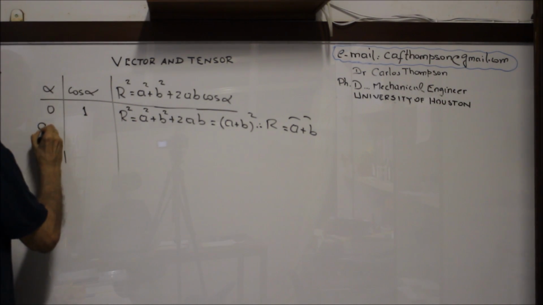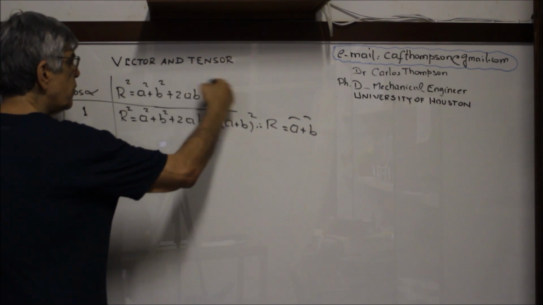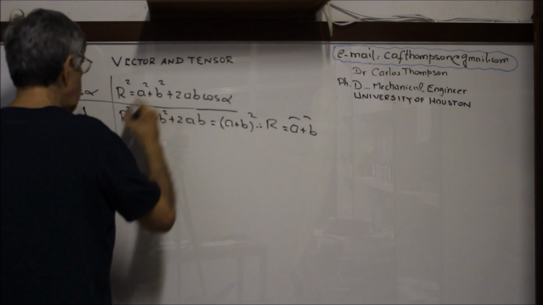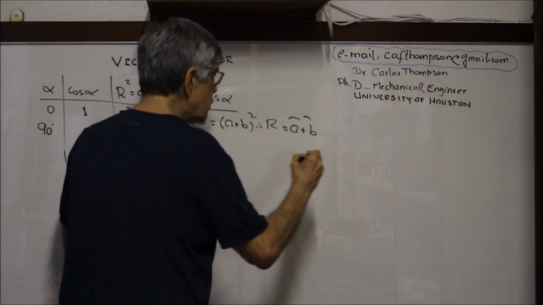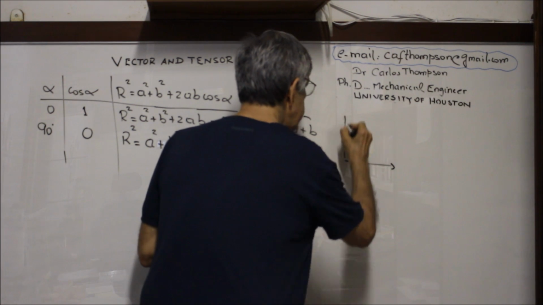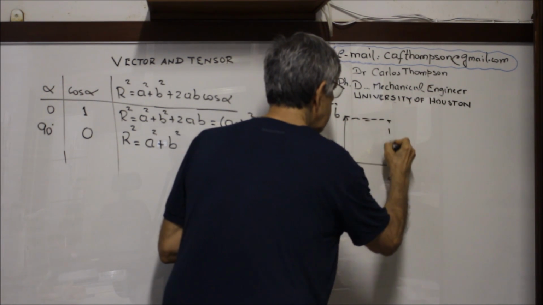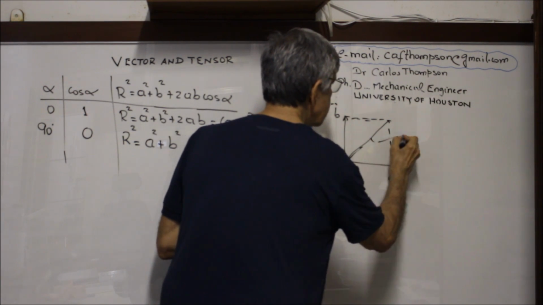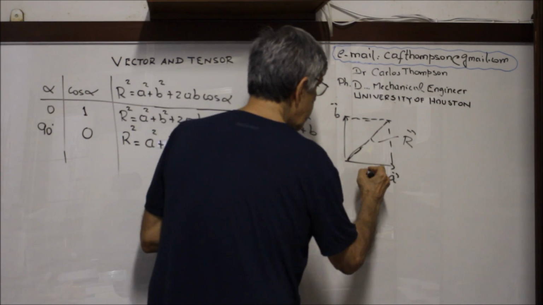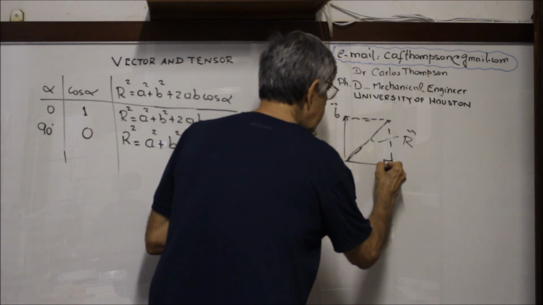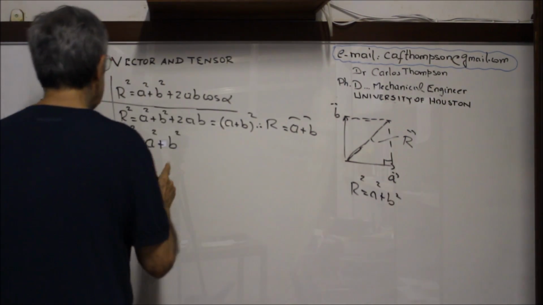Now, suppose alpha is 90 degrees. Cosine of 90 degrees is 0, so all this term over here comes up as 0. So R squared is equal to A squared plus B squared. You have A here and B here. This is a rectangle, and R is the diagonal of the rectangle, the hypotenuse. This is a right angle, so R squared is equal to A squared plus B squared. It's a special case.